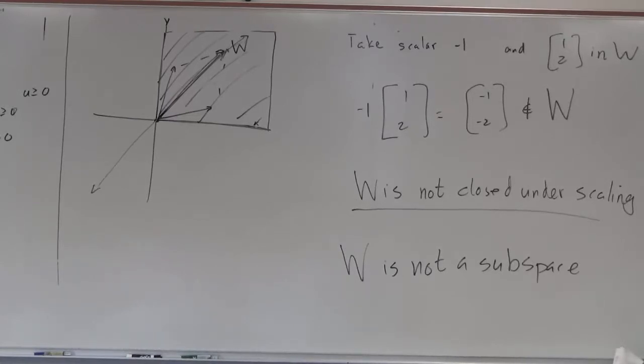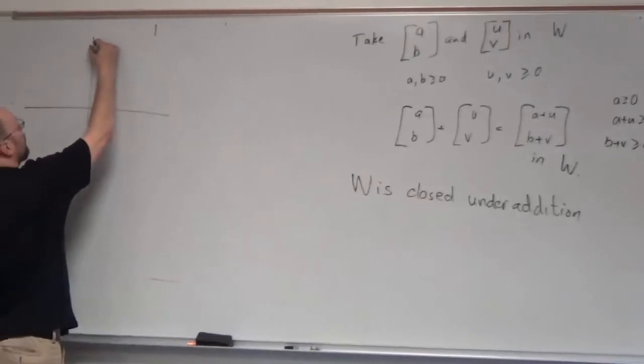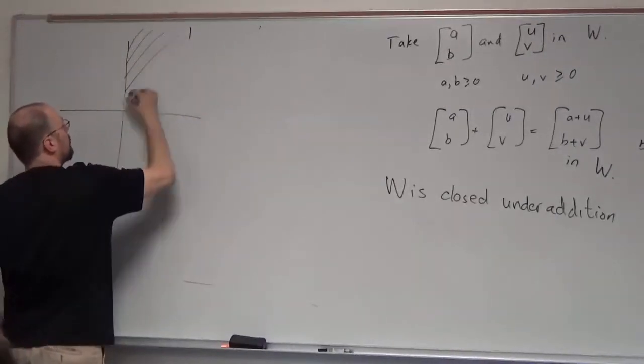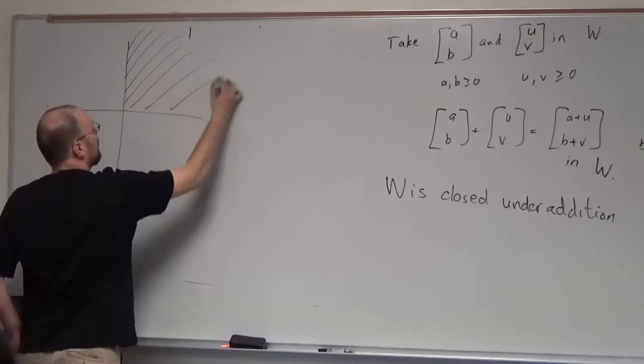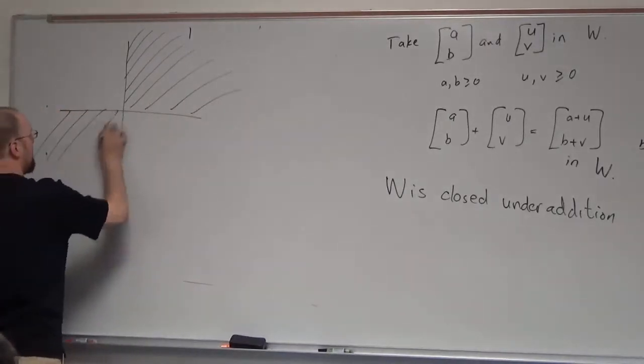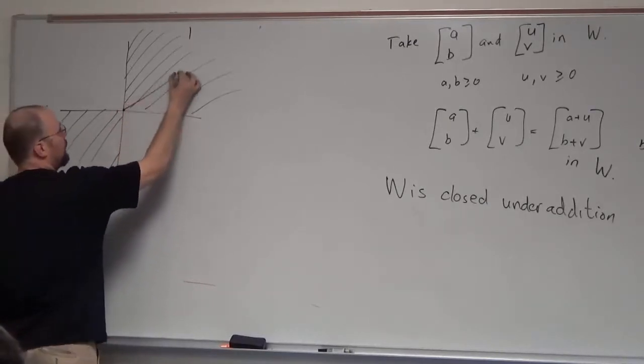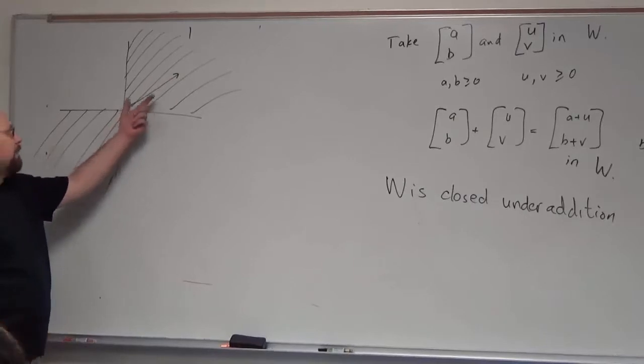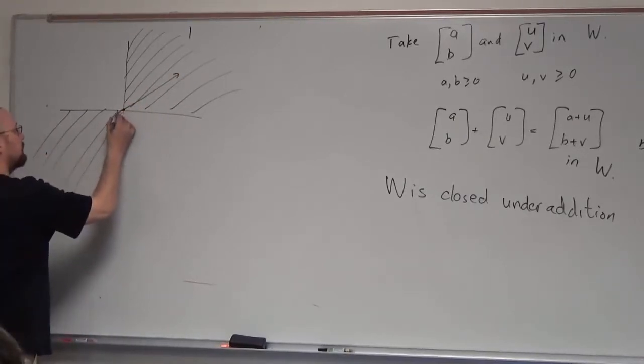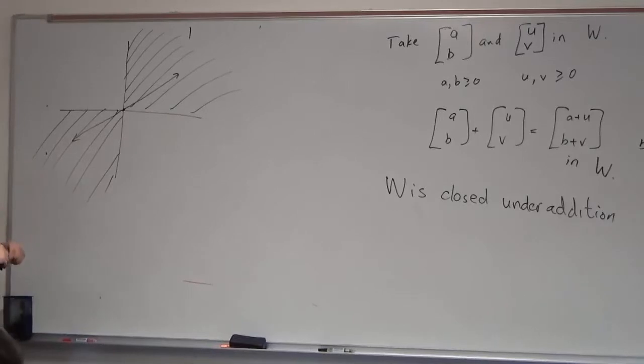Okay, next example. Similar, but this time, if you were to try to cook up an example of a set which is closed under scaling but not addition, I would be thinking something like this, right? If I take a vector that's pointing in the first quadrant and I scale it by a positive, zero, or negative number, I would still end up in the shaded region. So you expect this kind of set to be closed under scaling, but not under addition, right?